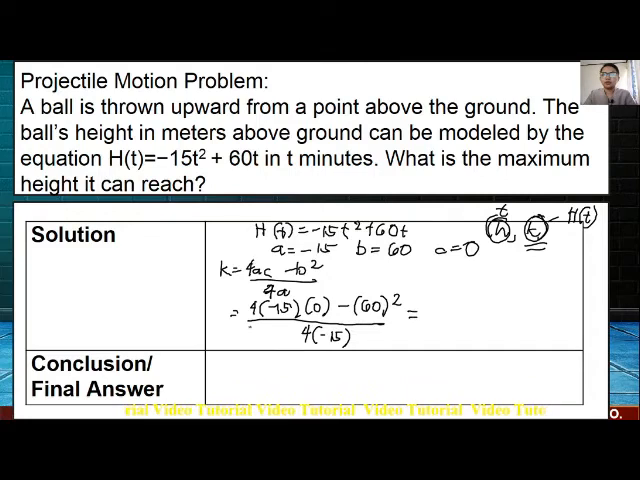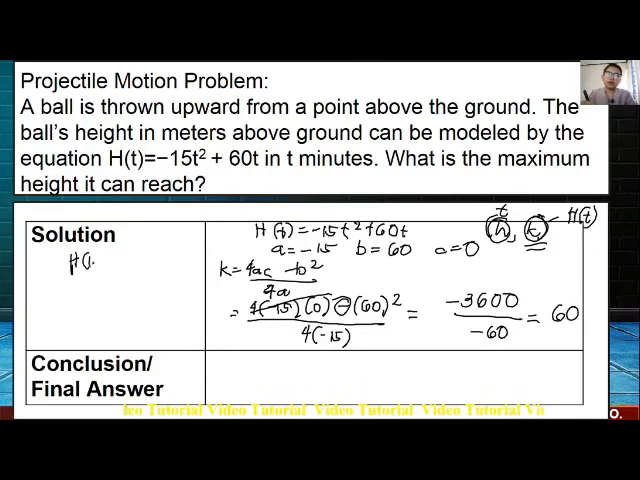Simplify this further. 4 times negative 15 times 0, this will be equivalent to 0, so you can cancel out. Just copy negative and then 60 squared, that is positive 3,600. So the negative symbol is already in its formula. All over 4 times negative 15, that's negative 60. Dividing negative 3,600 by negative 60, we will have positive 60. Therefore, the value of h of t or the maximum height will be 60 meters.